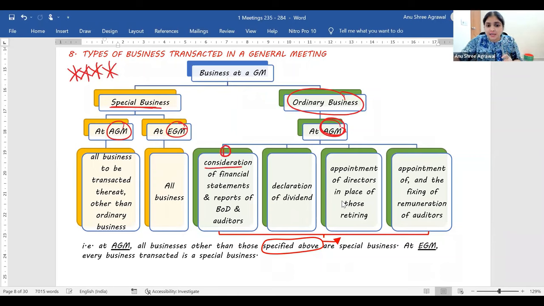Number one, consideration of three things: financial statements, board report, auditor's report. Number two, declaration of dividend. Number three, appointment of directors in the place of those retiring. And number four, appointment and fixing remuneration of auditors. Just appointment of directors, no remuneration; appointing auditors and fixing remuneration.